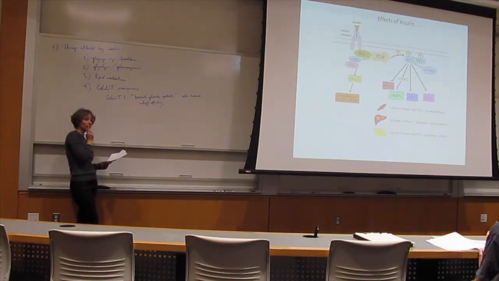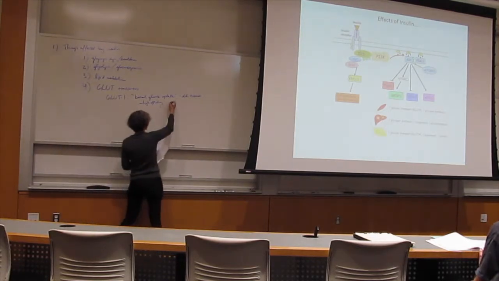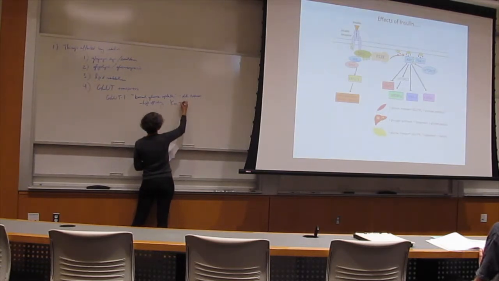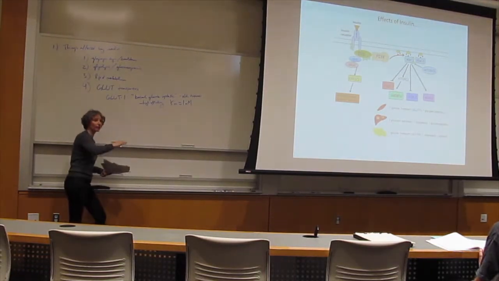Good, low. If you have a high affinity, it doesn't take much to get you at half saturation, which means you have a low Km. Good, so the Km for GLUT1 is roughly 1 millimolar. Okay. So it has a high affinity, but remember, this is just background glucose uptake.